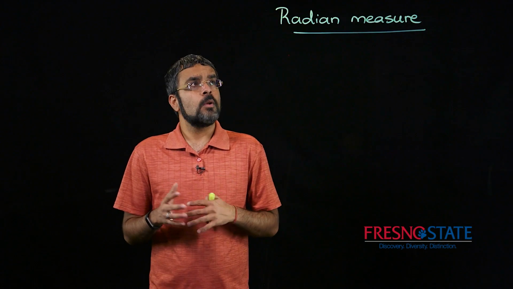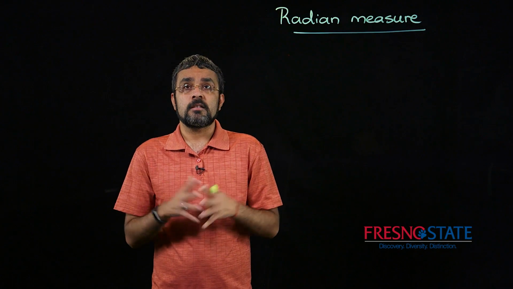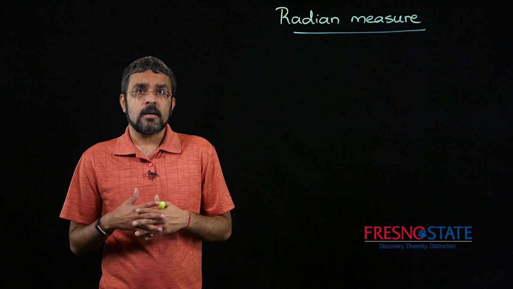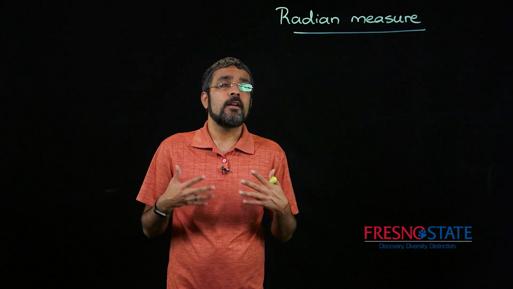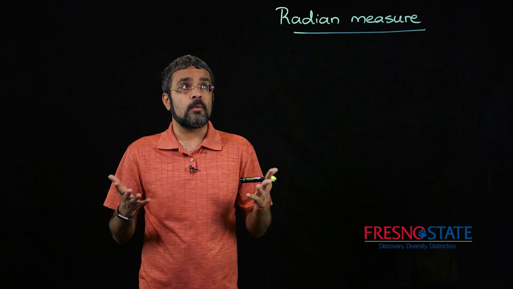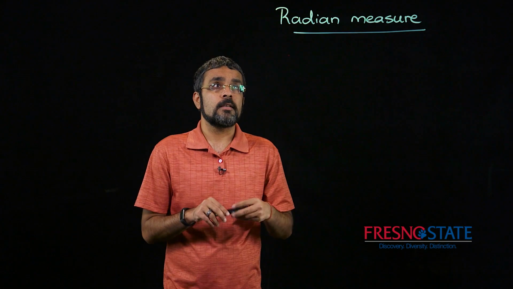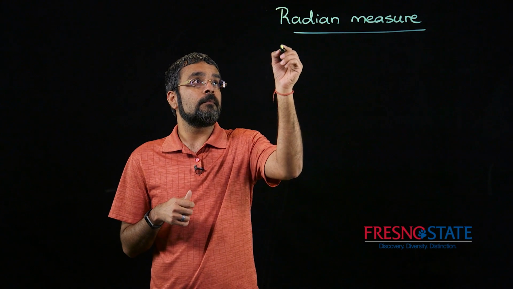So we looked at angles and we looked at how to define or measure angles in terms of degrees. Well, we have another way of measuring angles, and that's in terms of radians. So how do we define a radian measure, and how is it related to degrees? The first thing I'm going to do before I go into radian measures is define something called a central angle.